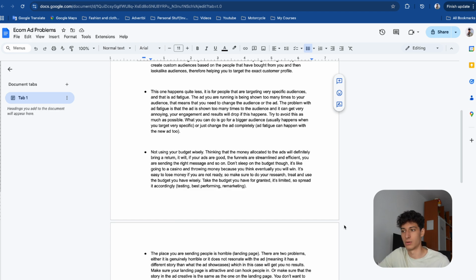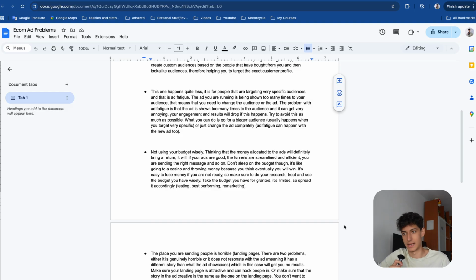So what you can do is go for a bigger audience. Usually it happens when you target very, very specific. So for example, if you're running local ads, you can see the ad frequency, meaning how many times the people see the ad. But ad fatigue also goes into the terms of the ad not getting any engagement or results. Now, again, this has two reasons. Either it's way too targeted and the people see the ad too many times because it's such a small audience and they get annoyed of it, or the second problem, they get annoyed of it. So what you have to do is just change the ad completely, and again, figure something else out.